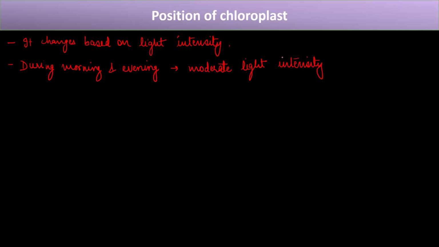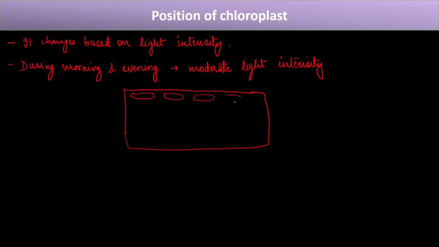Now, during this time, if you observe a leaf and look at its chloroplast, what kind of arrangement will we see? So during morning and evening, suppose this is a mesophyll cell. During this time, your chloroplast will be located at the periphery. It will be aligned something like this. Now, the reason why it is located at the periphery in the morning and the evening is that these chloroplasts are the ones absorbing the light, right? And during the morning and evening, we have moderate light intensity.